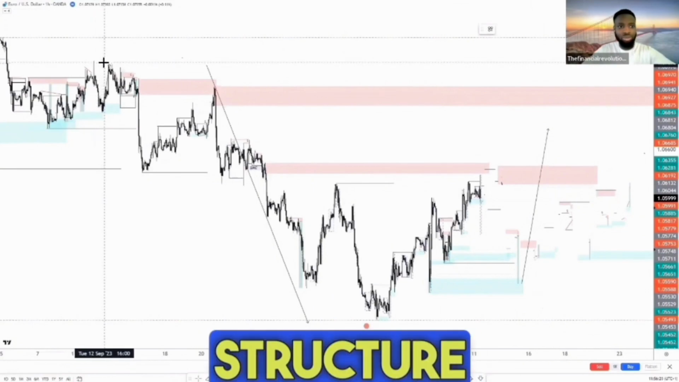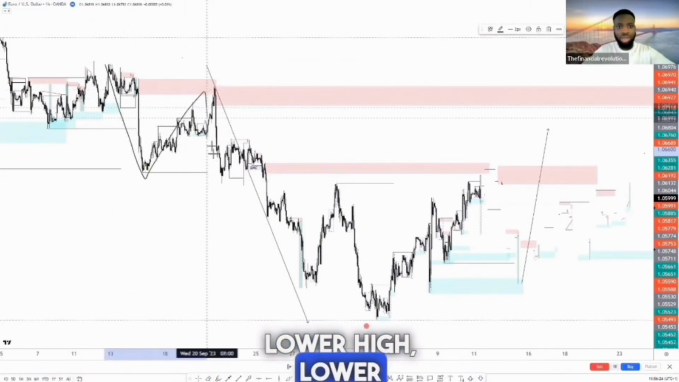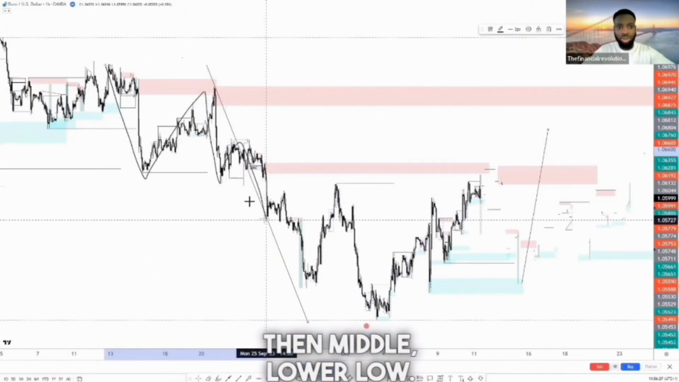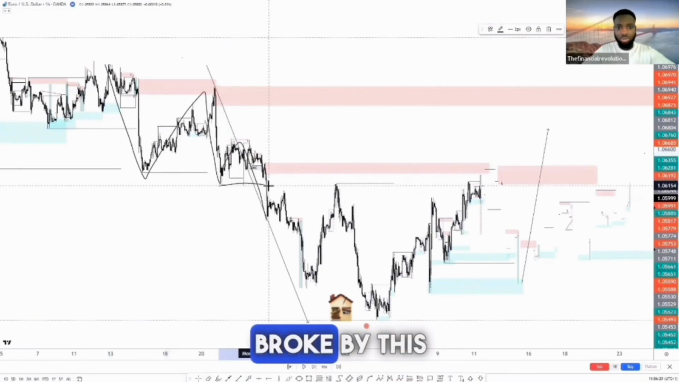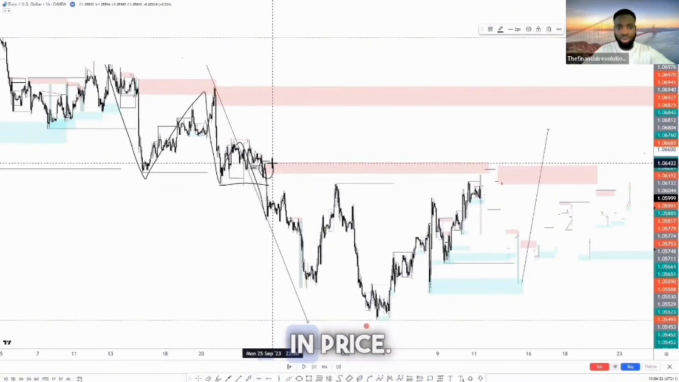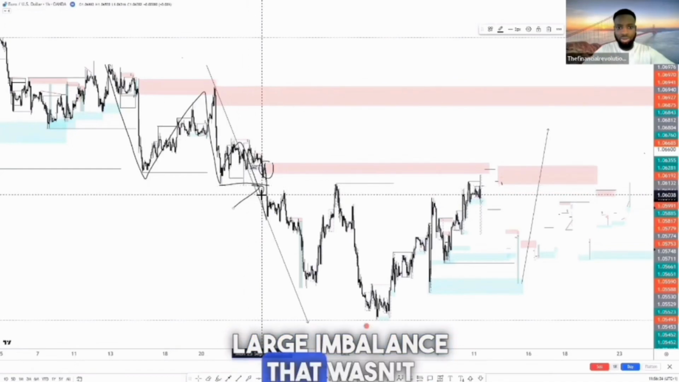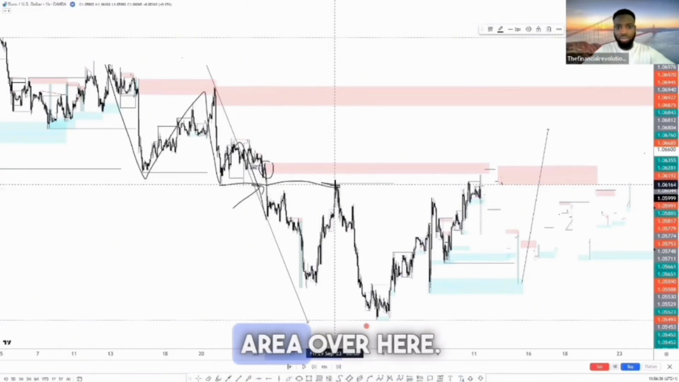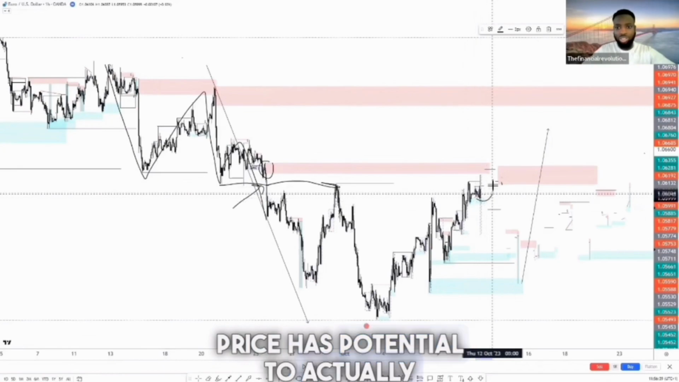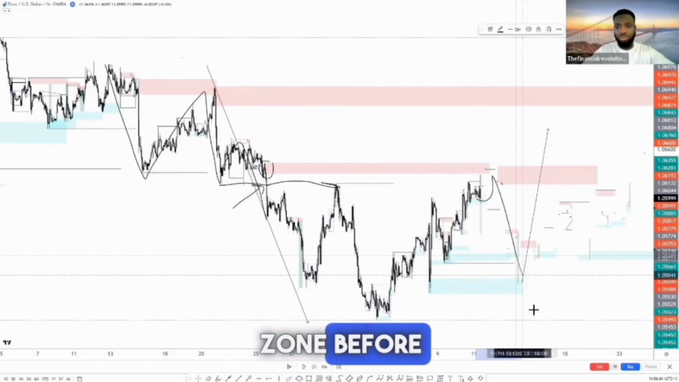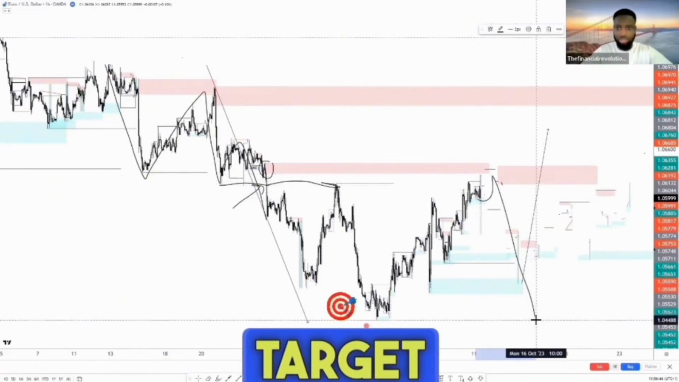You see that we have the structure coming to the downside. We have high, low, lower high, lower low, lower high, then middle, lower low. You can see that these are the levels that actually got broken by this specific area in price. We had this large imbalance that wasn't completely filled by this particular area over here. I know, okay, cool, price has potential to actually want to go up to the supply zone before moving to the downside. I have a target for myself for the day.